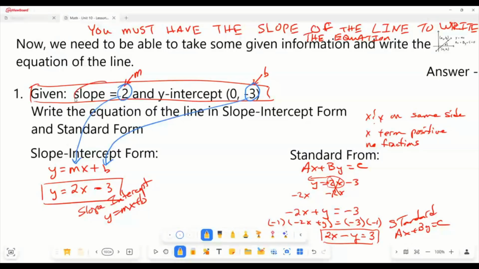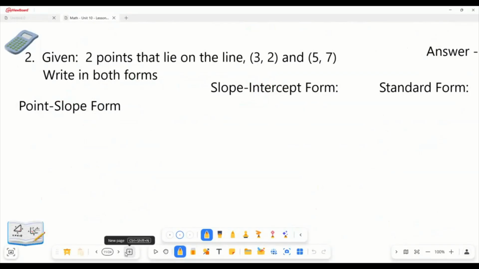If you are given the slope and the y-intercept, the problem is fairly simple to do because you're just plugging the values in and then converting it to standard form. But this doesn't happen very often. Here, we're just told that this point and this point are on the line. That's it.